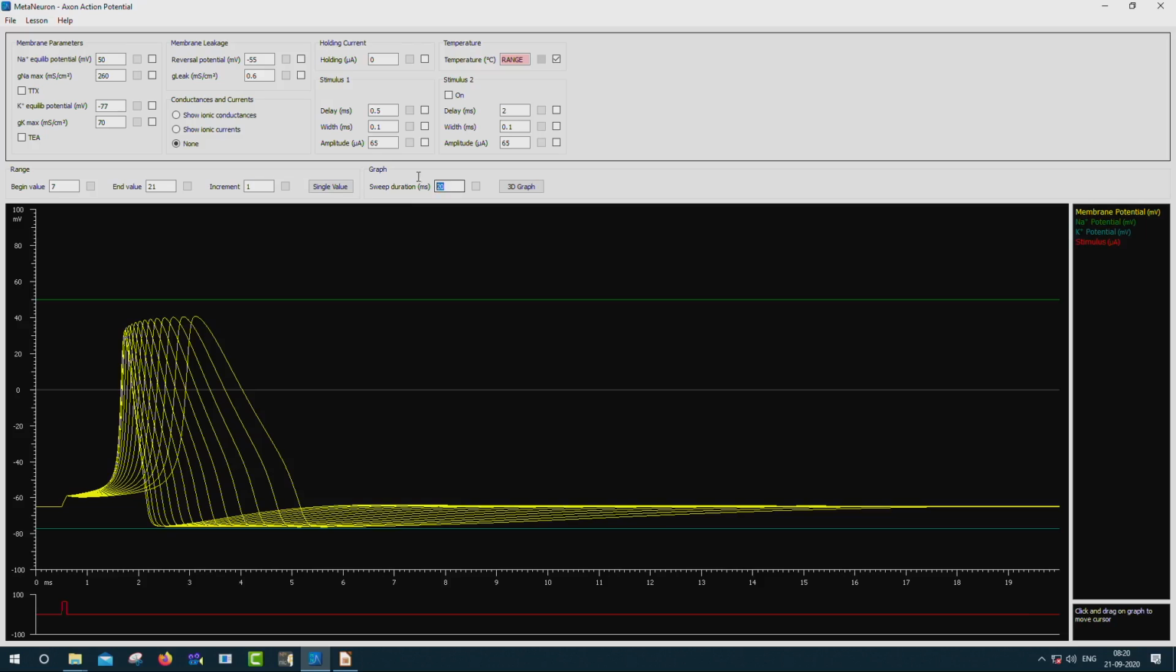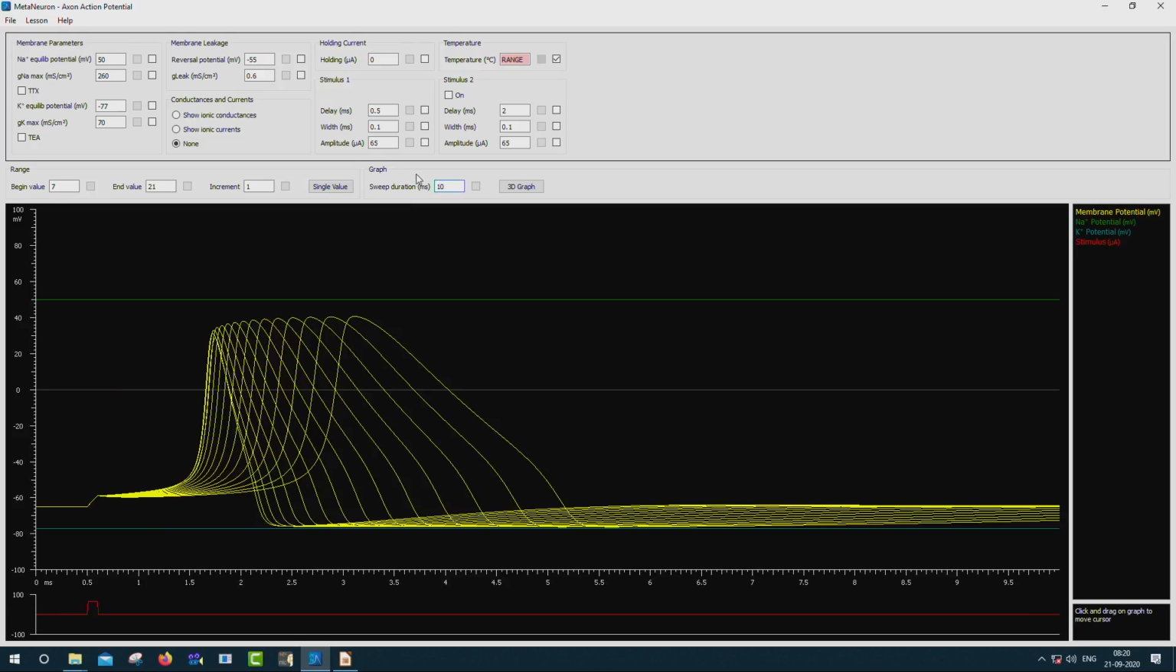So let us change this to something a little more sensible, so that you can see this. At different temperatures, you see what happens: as the temperature changes, the initiation of the action potential also changes. Easier to see with a 3D graph.